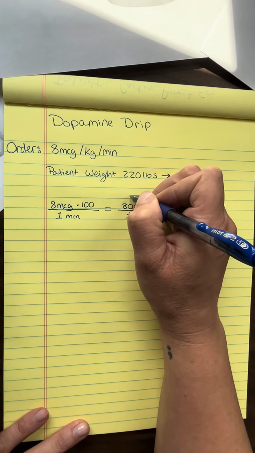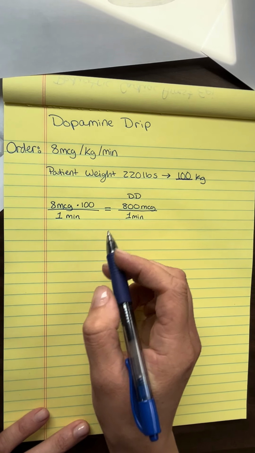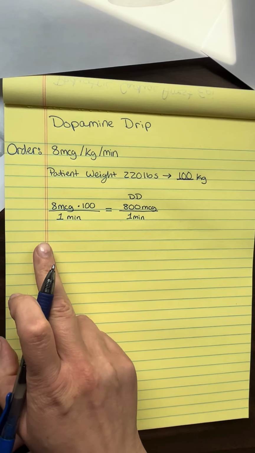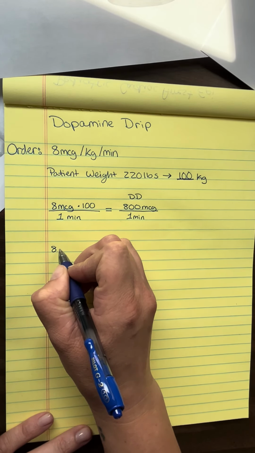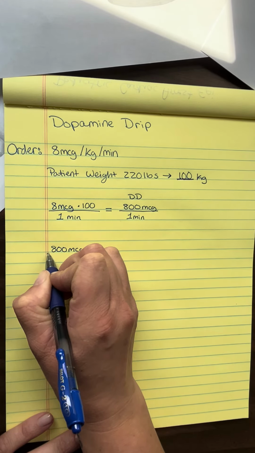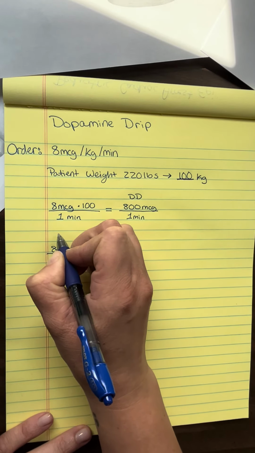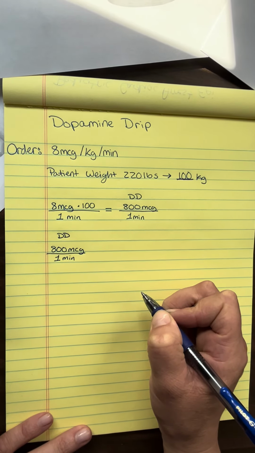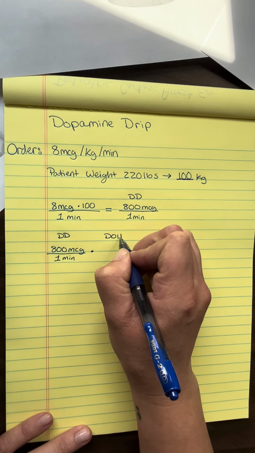So now this is our desired dose. This is what we want to give the patient. So now we're going to start lining up our sequence right here. 800 micrograms every minute, every 1 minute. This is our desired dose, times our dose on hand.